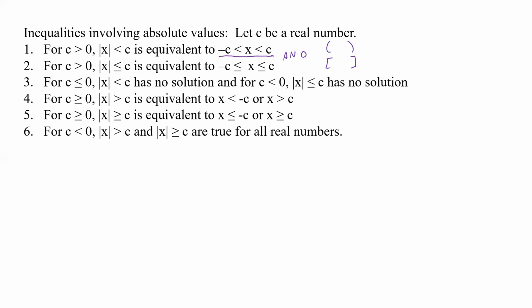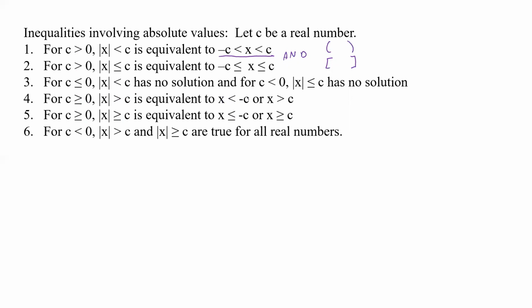Now, if c is greater than or equal to 0, and here we just had strictly greater than, now it's greater than or equal to on both of these, then what do we do? Well, here absolute value is going to be greater than c or greater than or equal to c. And in both cases, what happens is it's just the difference of the greater or less than or equal to.